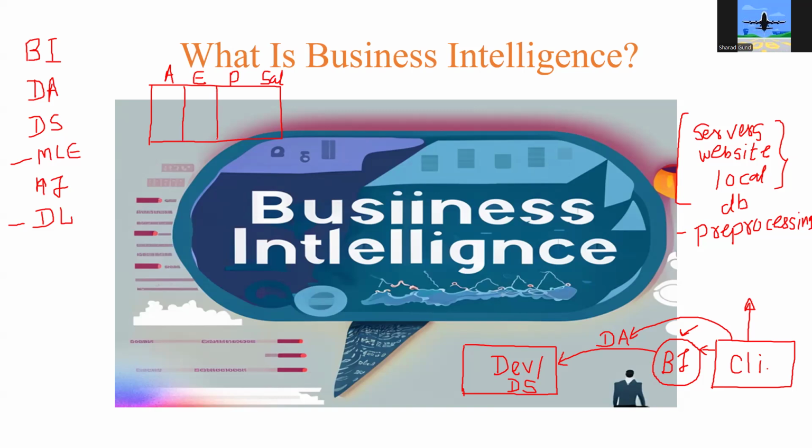Now, let us consider some examples. Age is 28. Experience is 4 years. Position is developer. And salary is something like 50K. Let's go ahead. Age is 29. Experience is 6 years. Again, position is developer. And salary is something like 60K. Age is 30. Experience is 8 years. Position is HR. And salary is something like 40K.